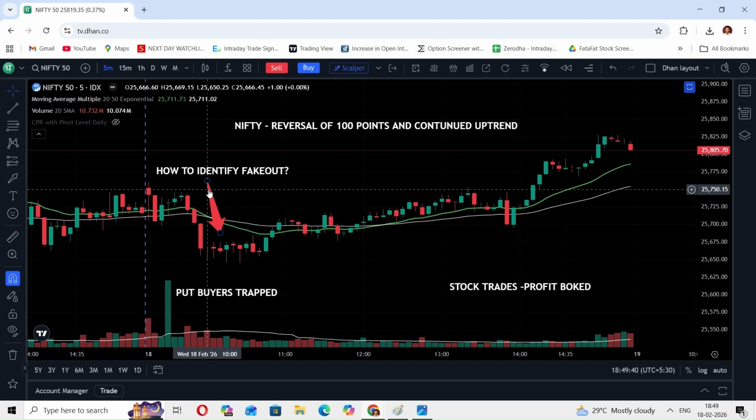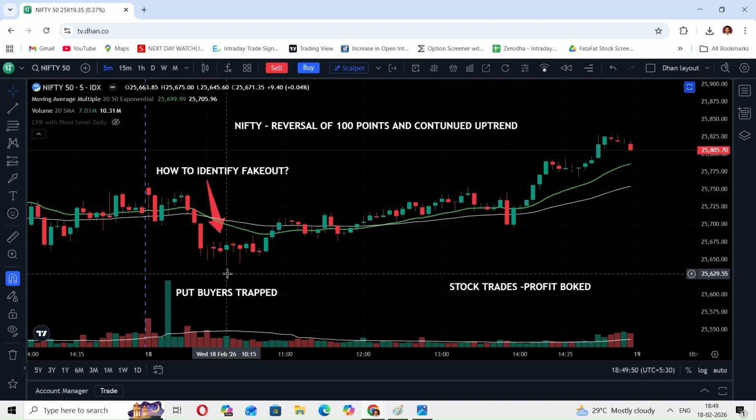If you bought puts during this 100-point crash this morning, you were not alone, but you were trapped. Most retail traders saw this sharp drop after a gap up and immediately jumped into puts, thinking the trend had reversed. But what if I told you there was zero confirmation of a trend change?